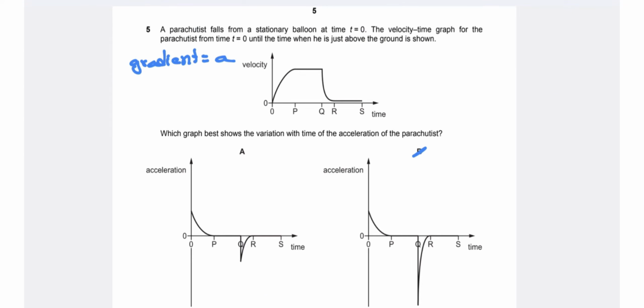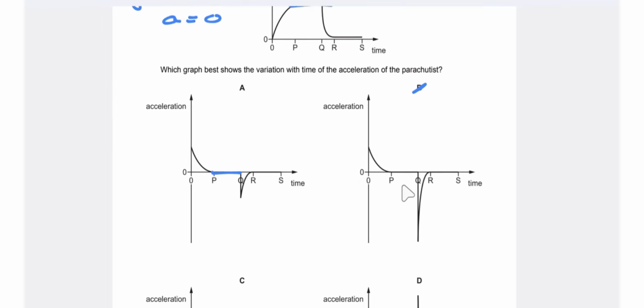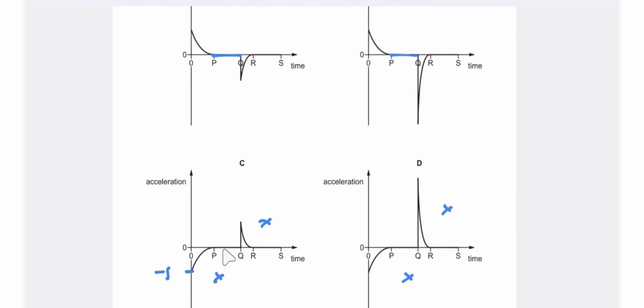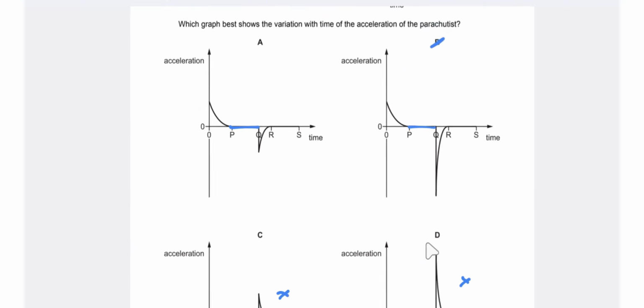Now, for a horizontal line, we know the gradient is 0, and since the gradient is 0, the acceleration is 0. So 0 acceleration here, and it is also 0 acceleration here.